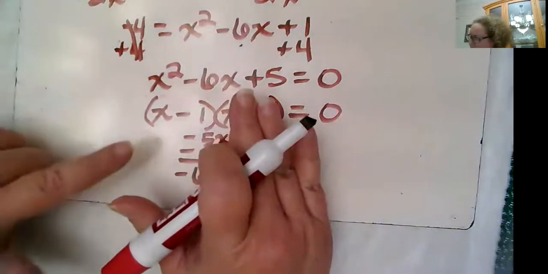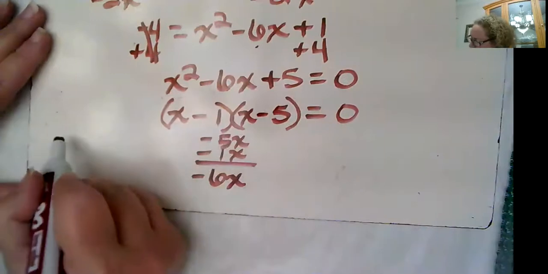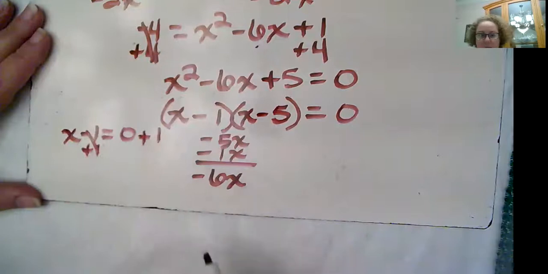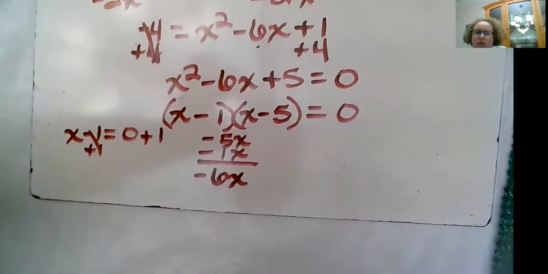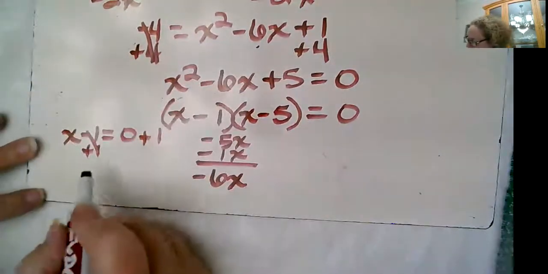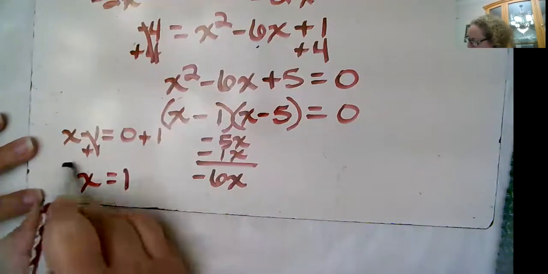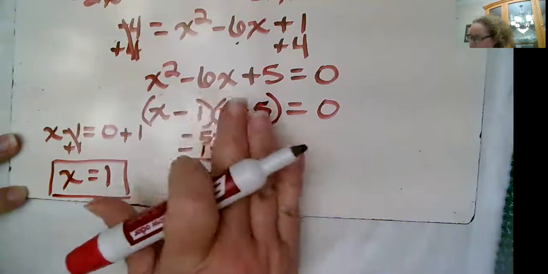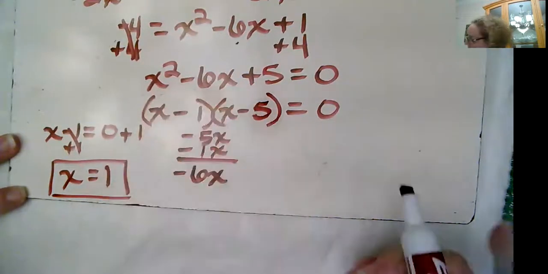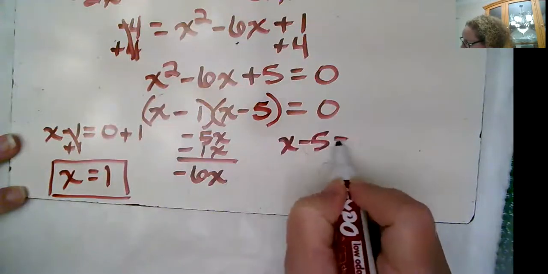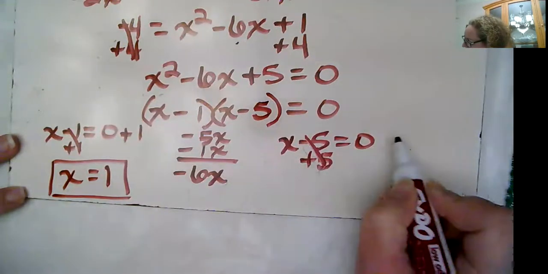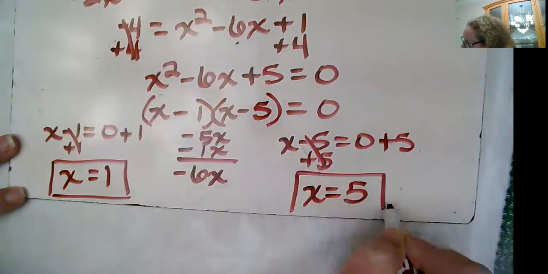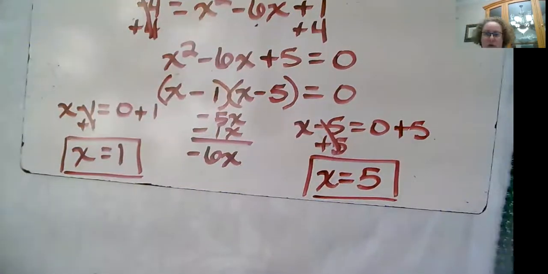Well, now we can solve for our two x values. Cover this one up, set this expression equal to 0. So we get x minus 1 equals 0, plus 1, plus 1. We get our first x value to be positive 1. So it crosses through at positive 1. Now I'm going to cover up that expression and set this one equal to 0. x minus 5 equals 0, plus 5, plus 5. So we get x equals 5. So those are our two x values.